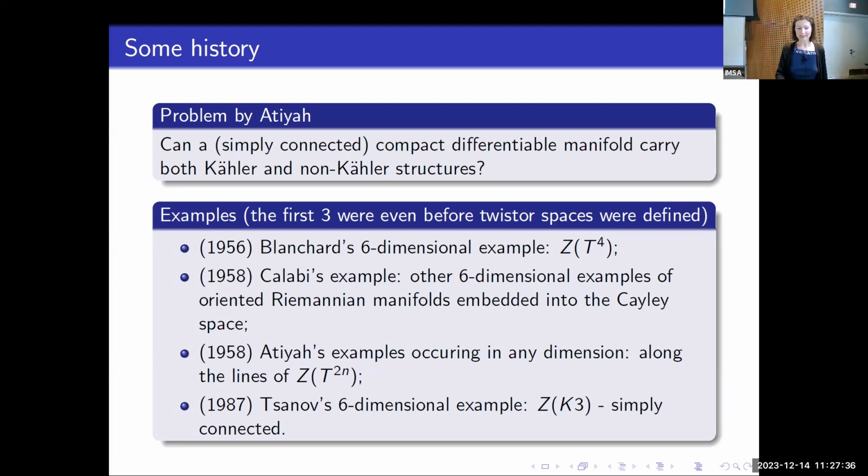And then the first simply connected such example was done in the 80s by Vasil Tsanov, which was the twistor space of a K3 surface. So now the question is, can we construct higher examples solving this problem? And indeed, we'll just construct twistor spaces of hyperkähler manifolds, and this will generalize these examples.